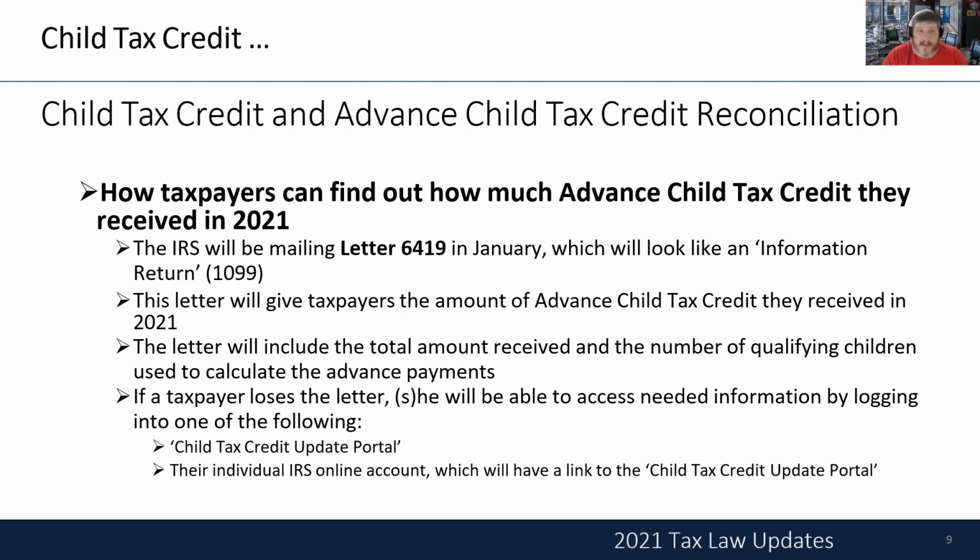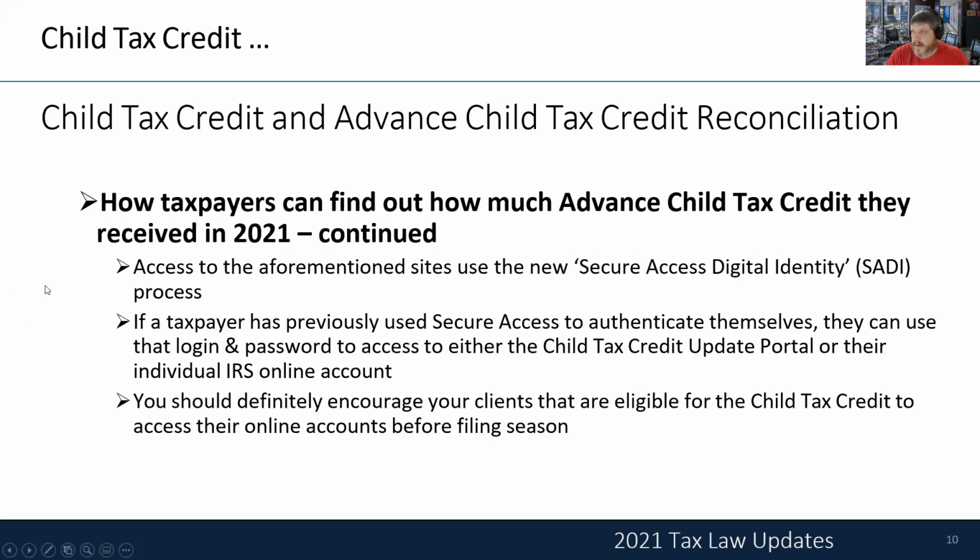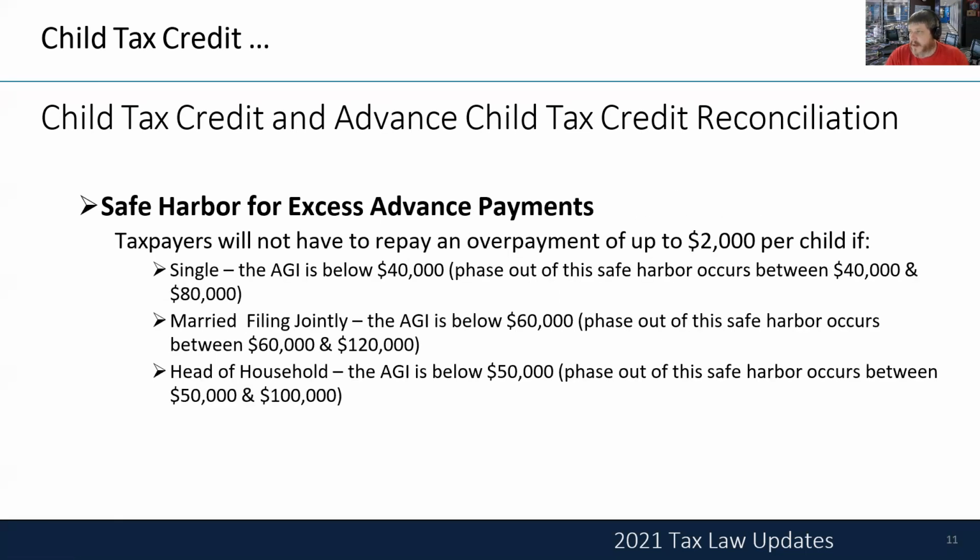Now, if they lose that letter or they haven't gotten that letter, where can we check that? And you can check that in the CT-CUP or on their individual IRS online account. And I'm going to talk to you a little bit later about how they can access their IRS online account using ID.me. We talked about that.